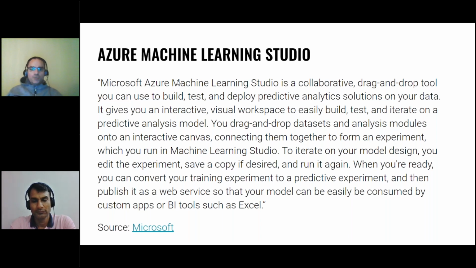To iterate on your model design, you edit the experiment, save and copy it if desired, and run it again. When you're ready, you can convert your training experiment to a predictive experiment and then publish it as a web service so that your model can be easily consumed by custom apps such as, for example, BI tools such as Excel.